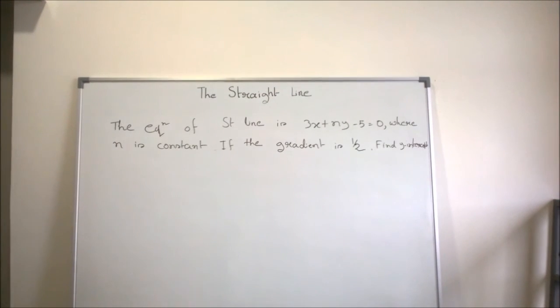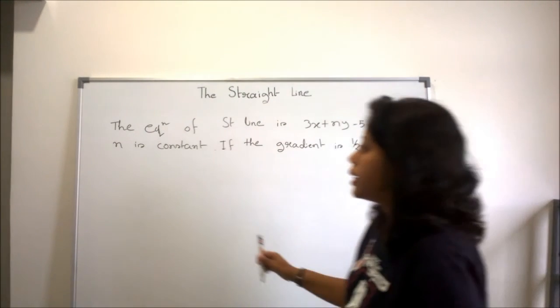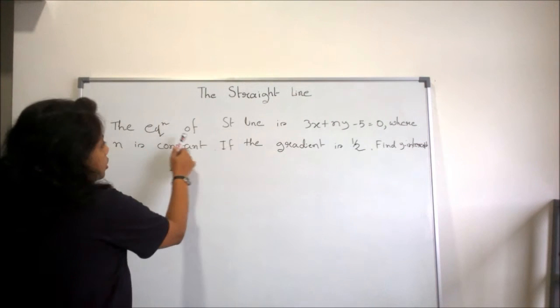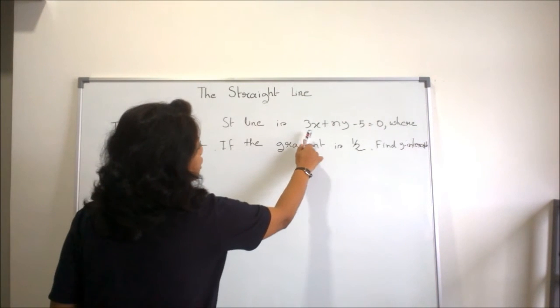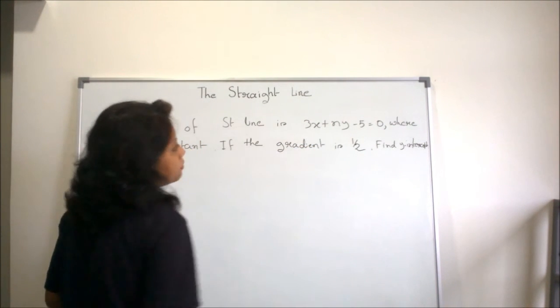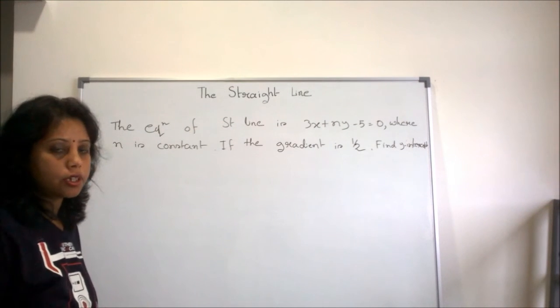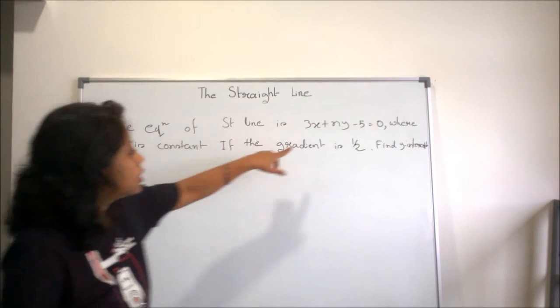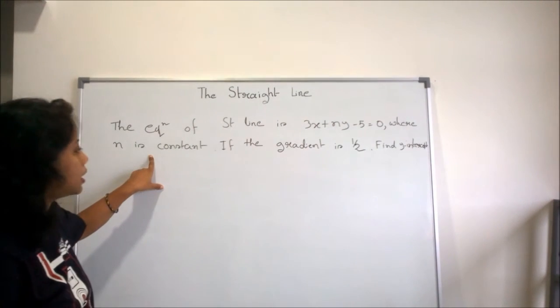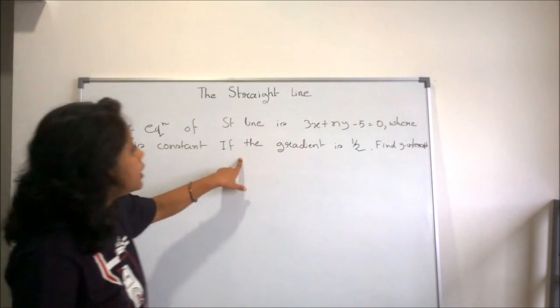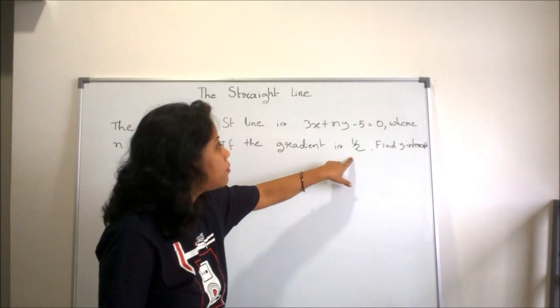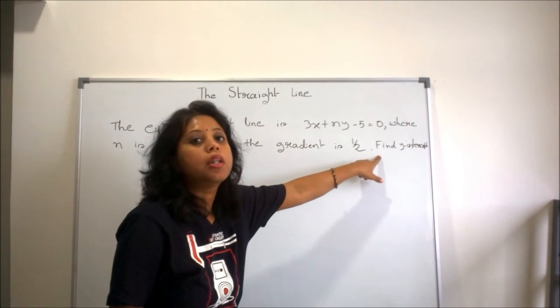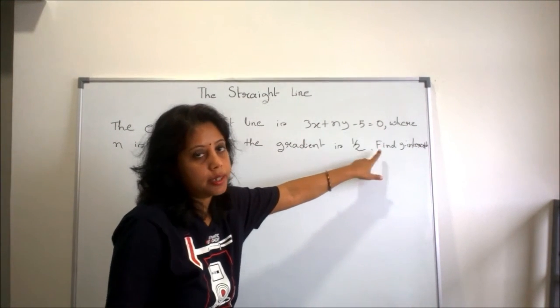Let us take another problem here. Here it is given that the equation of a straight line is 3x plus ny minus 5 is equal to 0. The equation of the straight line is given where n is a constant. That n is a constant and the gradient of the line is given as half. We have to find out the y-intercept of this line. Okay.